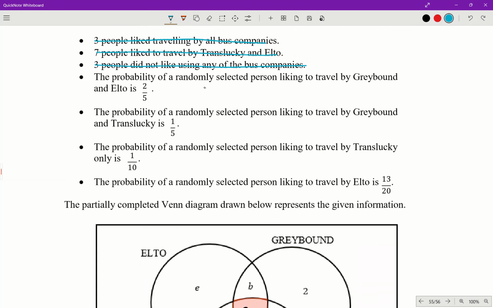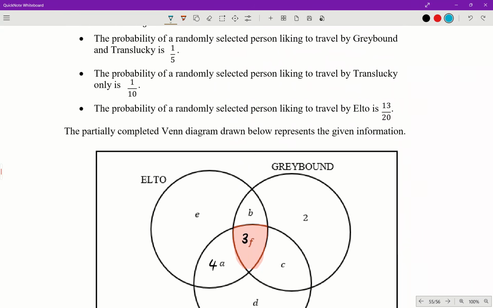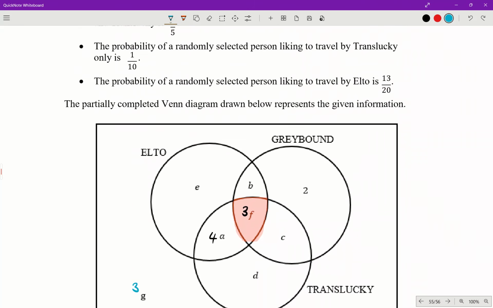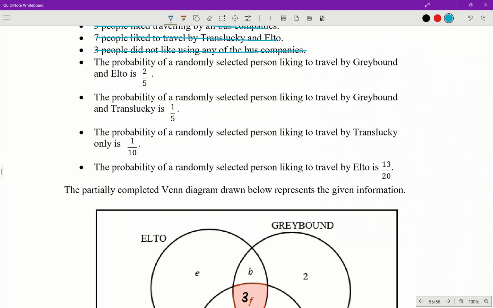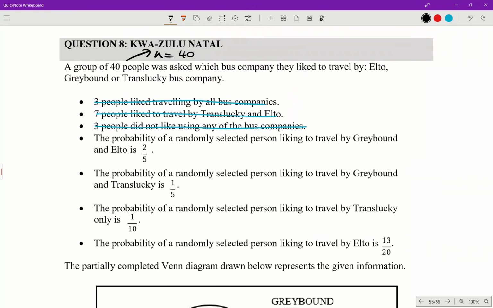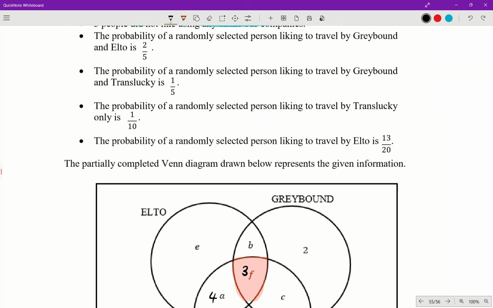Understand? This is the challenging part. That 5 marks, I knew we would have to fight. We have to grind. Guys, that is easy. Let me show you. The probability of a randomly selected person liking to travel by grain bound and L2 is 2 over 5. That's simple. Remember, to calculate probability, we simply, where can I write this? Okay, I'm just going to do it here so that all of you can see.